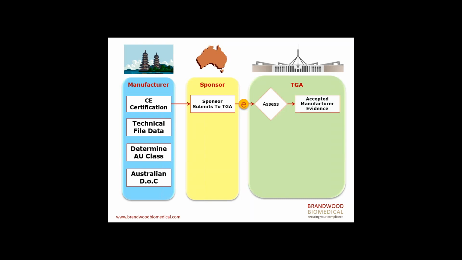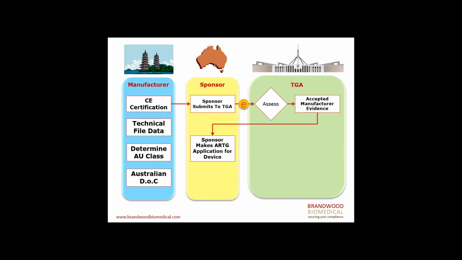Once it is verified, TGA check the certificate date and the number, and if the certificate's all good, they issue what's called an accepted manufacturer evidence. And this is the first step required before going through the actual device application.